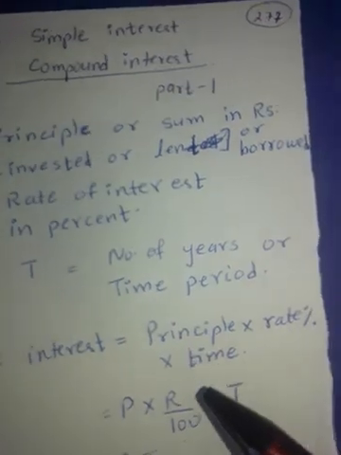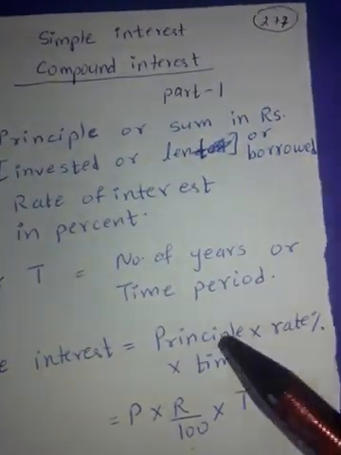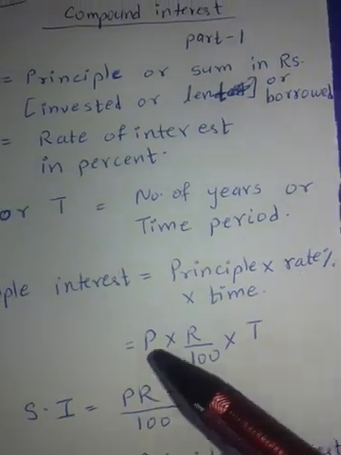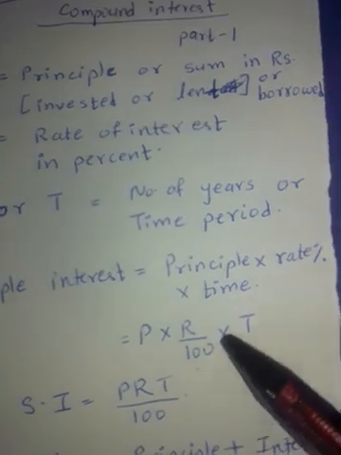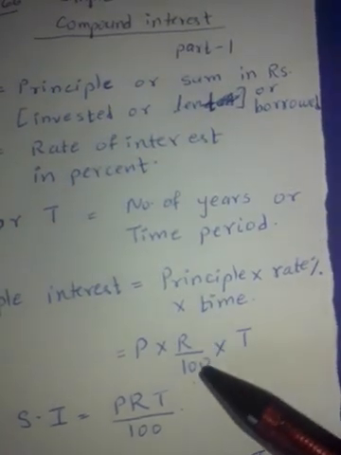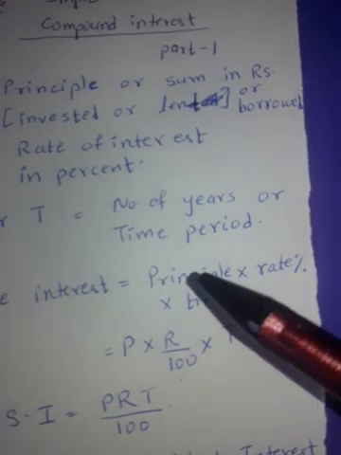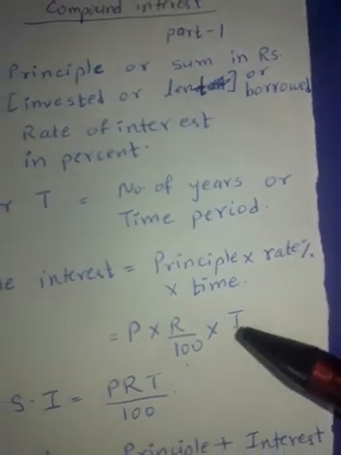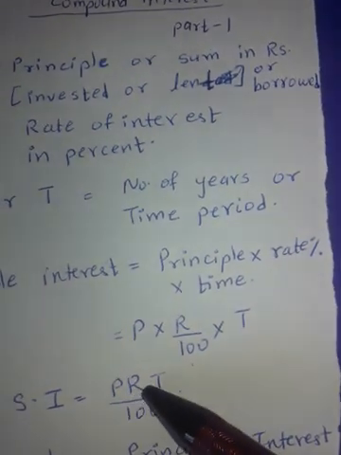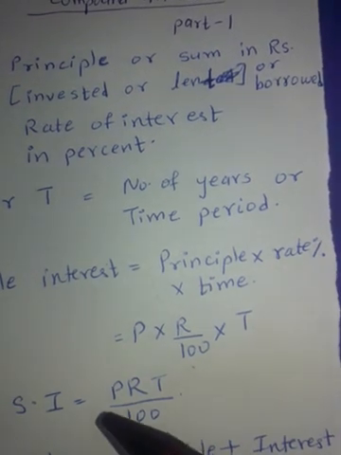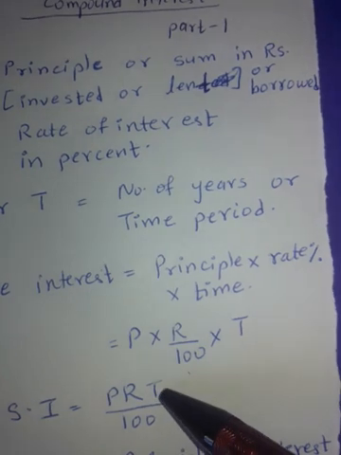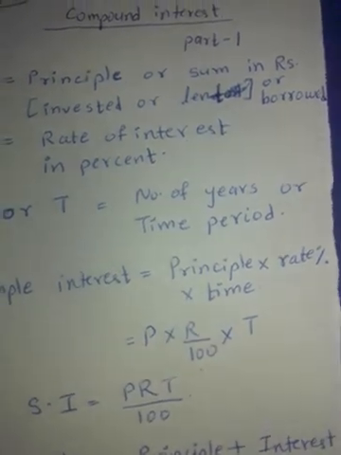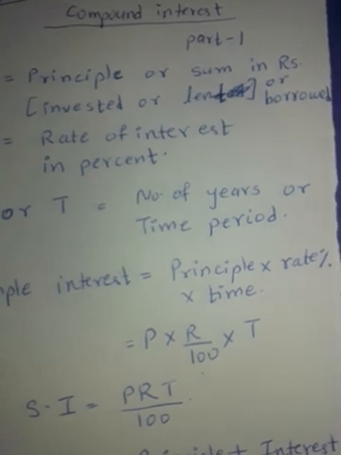And the formula is very simple: principal into rate in percent into time. So P into R upon 100. See, it is percent and hence upon 100. 6% means 6 upon 100. So P into R upon 100 into T, which is the same as PRT upon 100. Principal, rate, time upon 100. That becomes the simple formula for simple interest.